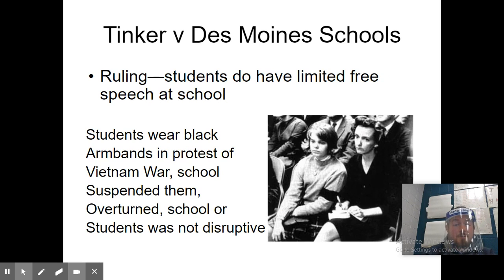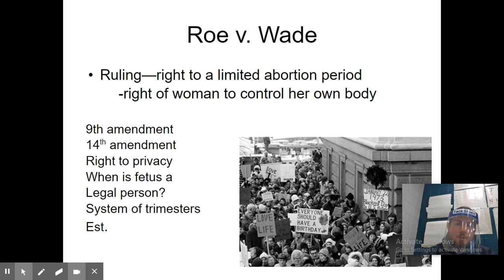Tinker versus Des Moines, you remember reading about this one. Students have limited free speech at school. So free speech can be limited, again, if there's clear and present danger. But again, with this one, they're wearing black armbands. There was no clear and present danger. They were not inciting a riot. Therefore, it was not unconstitutional. They had the right to do it.